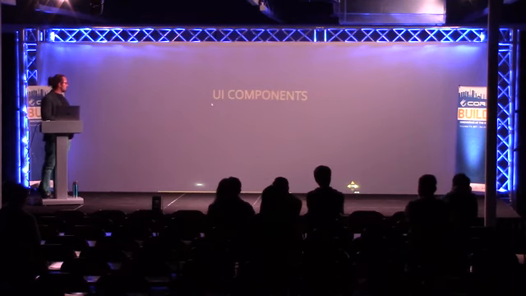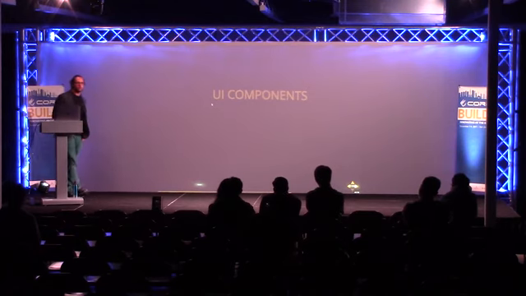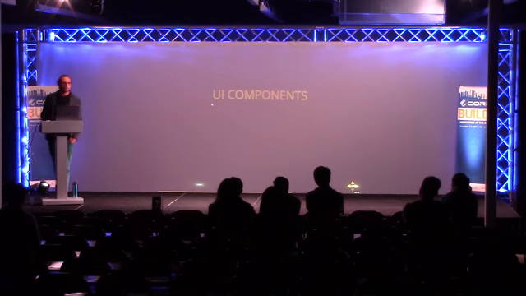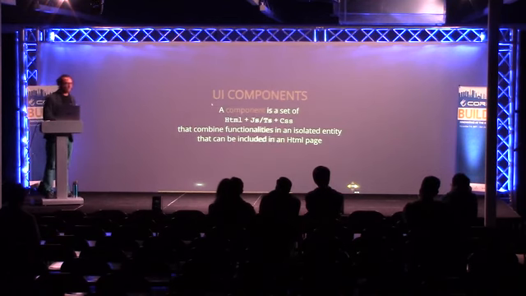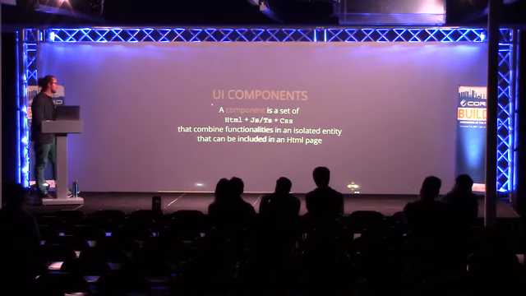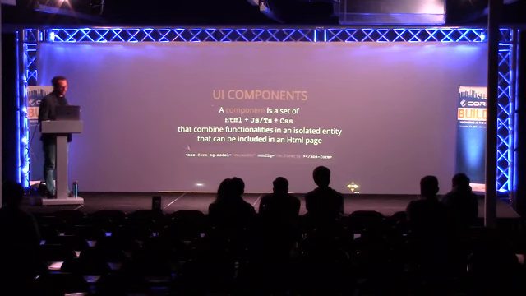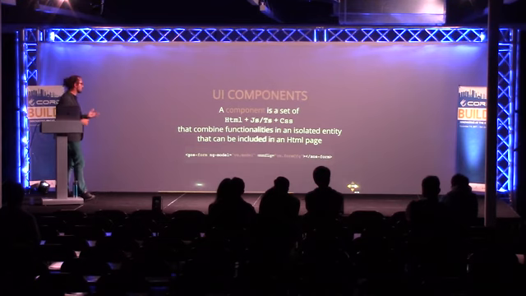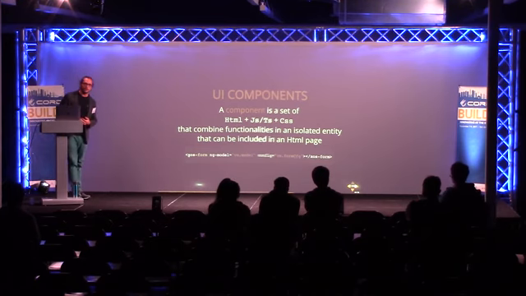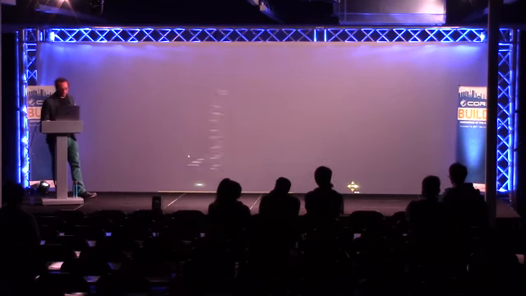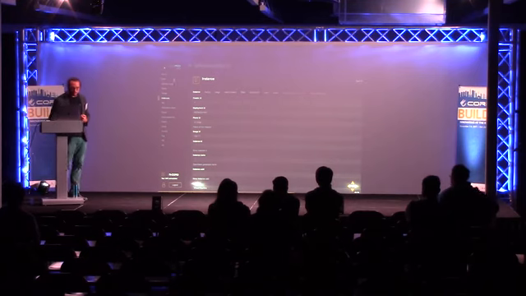Now, before moving to the next means to extend the CRUD UI, we need to clear up a concept about UI components. Has any of you heard about this before? Great. So a component in the UI is basically a set of HTML, JavaScript, and CSS rules that combine a set of functionality in an isolated entity that we can include in any page. We are using components, for example, the form we have seen before takes a model and a configuration to be automatically rendered. And we use components to give you the ability to extend the GUI in some custom places.